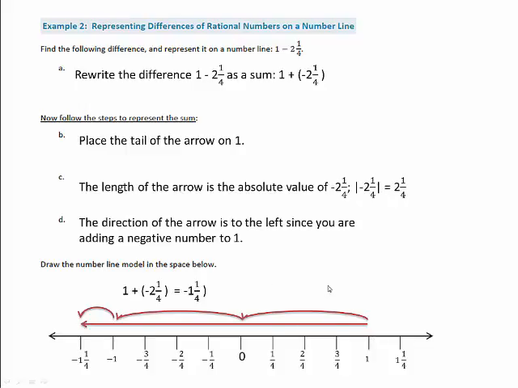All right, this is just an example of how we can do the same things we've done with positive and negative whole numbers with fractions and decimals. We can use number lines to do them. All we have to do is break them up into the parts we need.